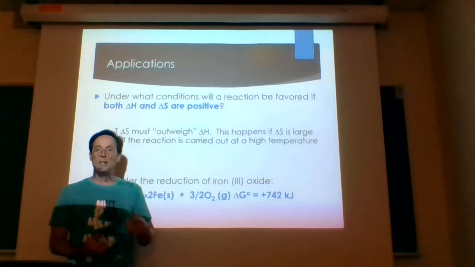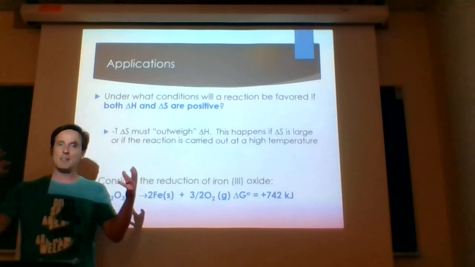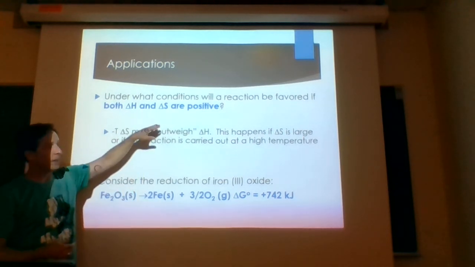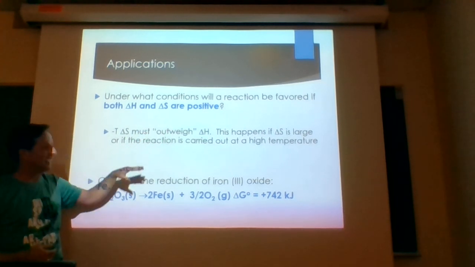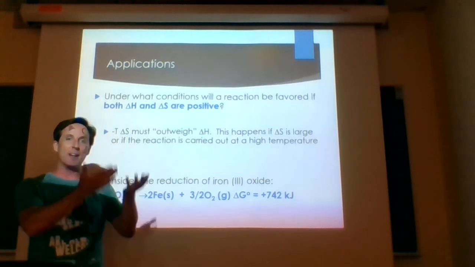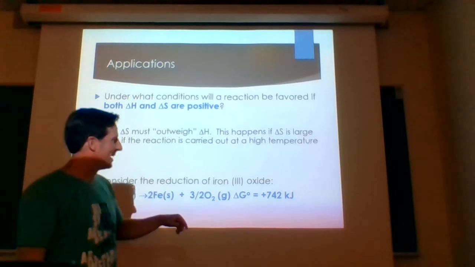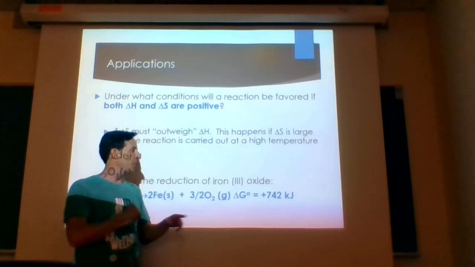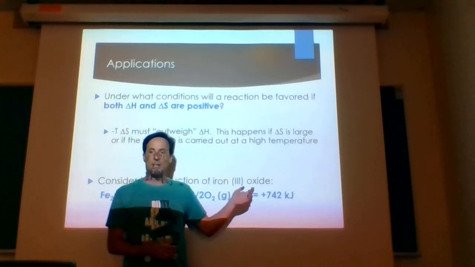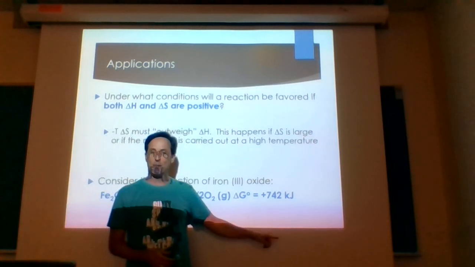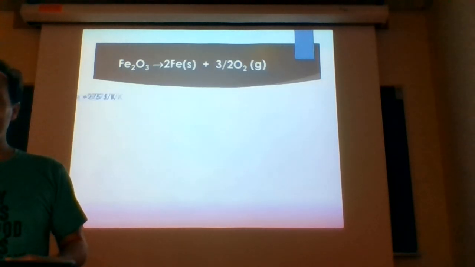But we know if we calculate delta H and delta S for this reaction, they're both positive values, which is what we just talked about. So essentially what that means is that if we raise the temperature to a high enough value, then as the temperature goes up, the delta G value is going to change. It's going to go down. And if we get it to go down far enough that it becomes negative, then the reaction is going to happen. So how do we do that?